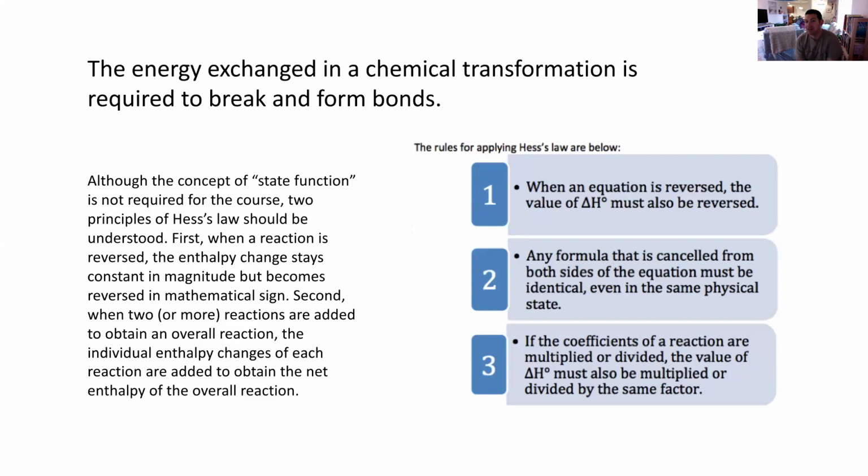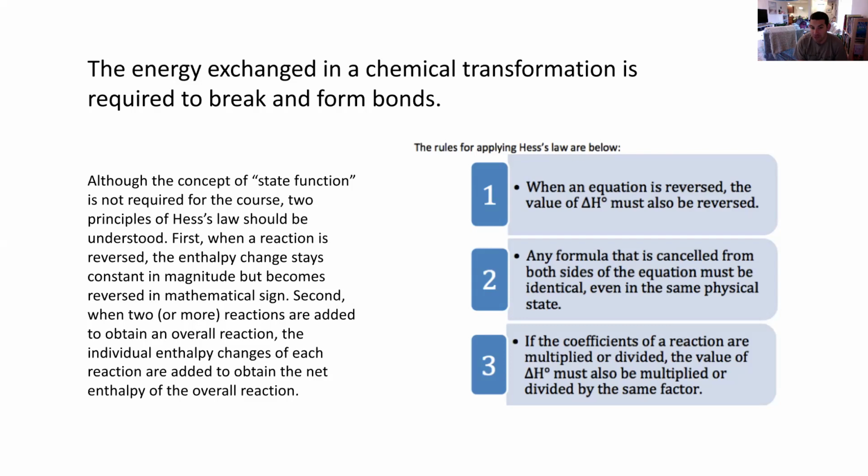The first rule, when an equation is reversed, the value of delta H must also be reversed. So you're given a couple of reactions to play with. If you need to flip one around to get a certain substance as a product, and you have it as a reactant in one reaction, if you flip a reaction, you have to reverse the delta H sign. So if it was negative, now it's positive. The second rule, any formula that is canceled from both sides of the equation must be identical, even in the same physical state. So you cannot cancel an H2O liquid with an H2O gas. They have to be identical, same state, everything.